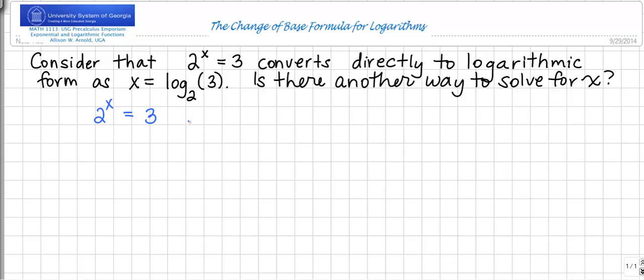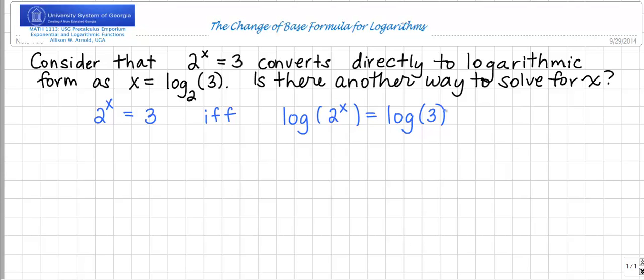2 to the x equals 3 is an exponential statement. 2 to the x is a one-to-one function. So it is true that the property of one-to-one functions works both ways, whether you're exponential or whether you're logarithmic. And I can actually say here that log base 10 of one side would have to equal log base 10 of the other side, because 2 to the x is a one-to-one function, and so is log base 10.